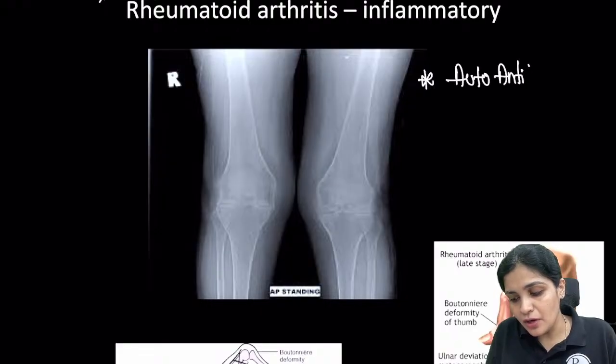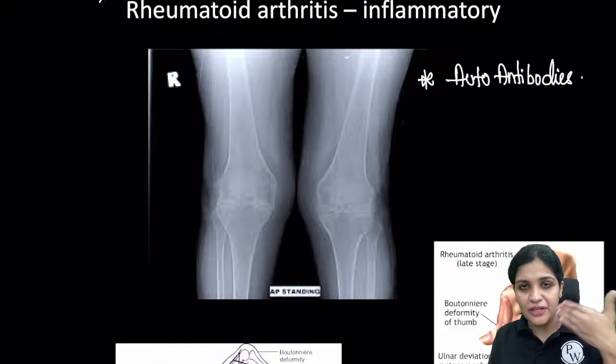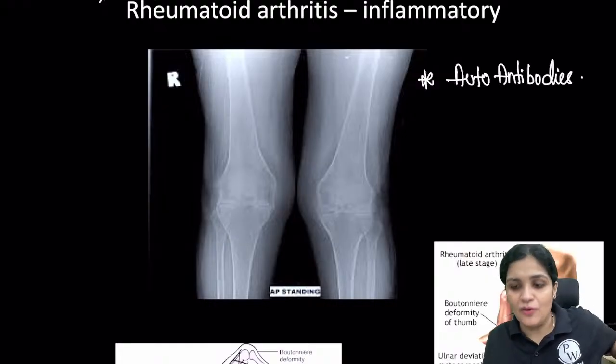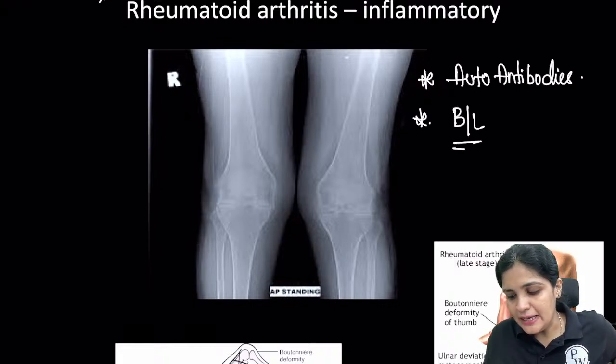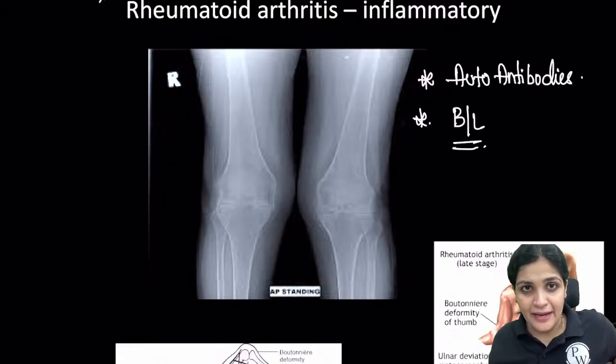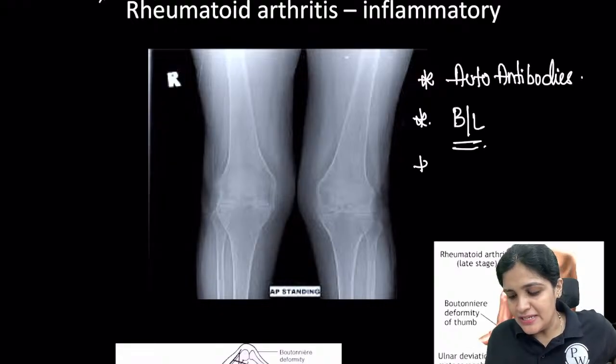This is because of your body. Autoantibody. Yes, it is producing the autoantibodies and causing destruction of your joint. So what are the peculiar features of your rheumatoid arthritis? What do you see? Usually it is bilateral, right? Bilateral. And what is the second peculiar thing?